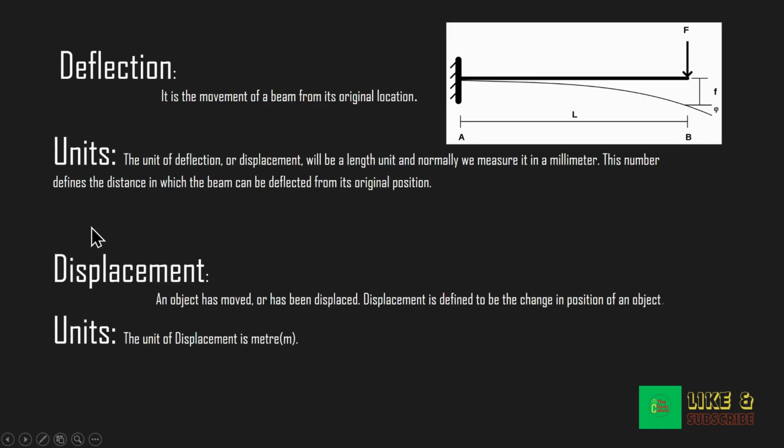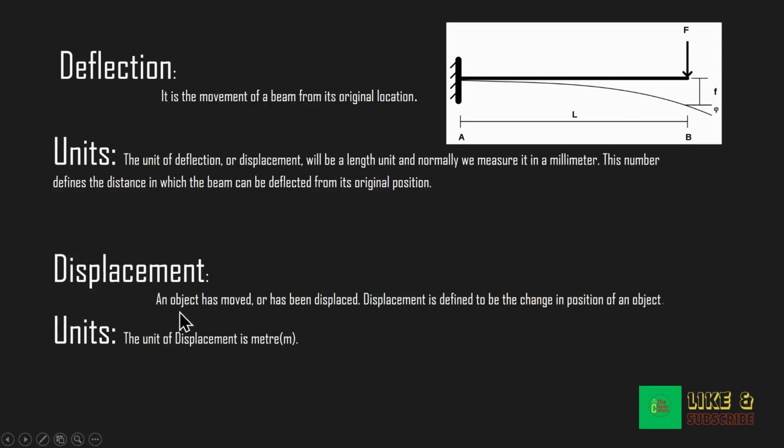Next, deflection. What is deflection? It is the movement of a beam from its original location. When we observe this beam by applying force F, the deflection occurs; small f is the deflection. The unit of deflection or displacement will be a length unit, and normally we measure it in millimeters. This number defines the distance by which the beam can be deflected from its original position.